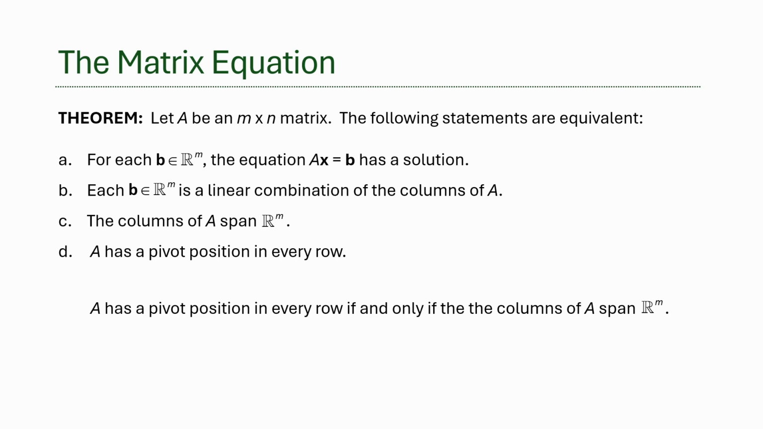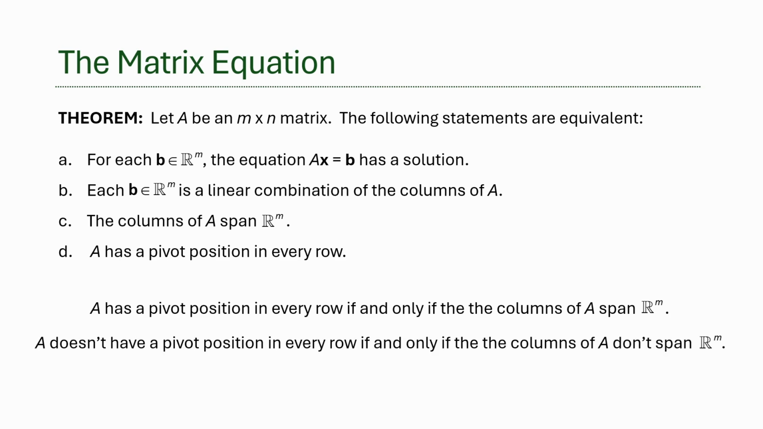And even more important, if we do the negation of both statements, if we put nots in each one, to make it: A doesn't have a pivot position in every row, if and only if the columns of A don't span Rm, that is also a true statement. That is also, it's called the inverse, something that you can't do with a regular conditional. So we're actually getting a huge volume of information from this one theorem. Okay, so hold on to those two, because they're the ones we're going to use in the first example.